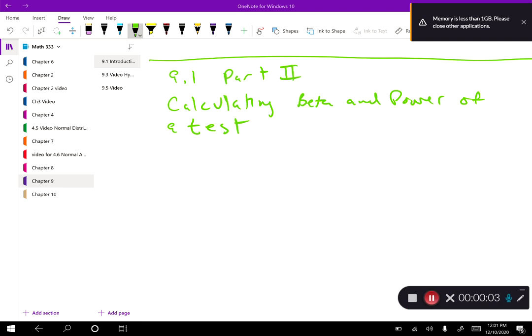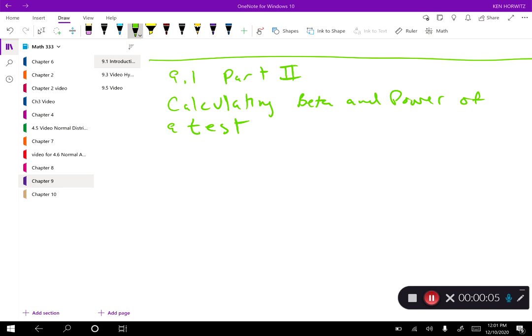Welcome back, everybody. This is an extension of section 9.1, introducing hypothesis testing. Very specifically, we're going to talk about beta, the type 2 error that I briefly talked about in part 1, and how to calculate it, as well as how to calculate the power of a test.